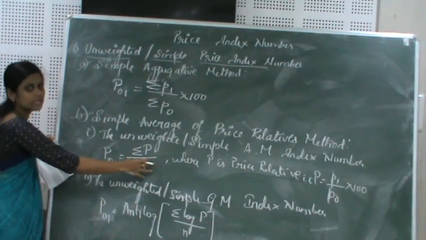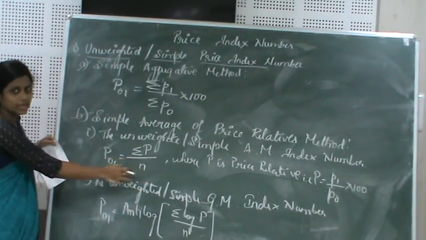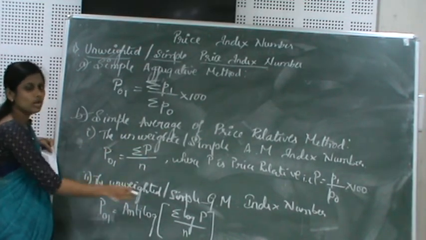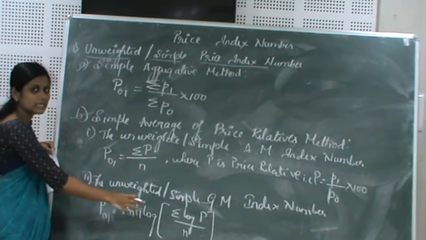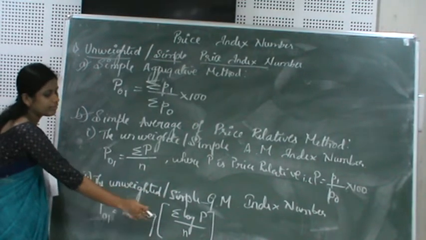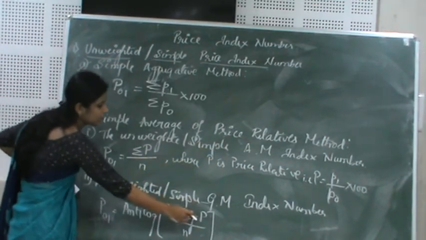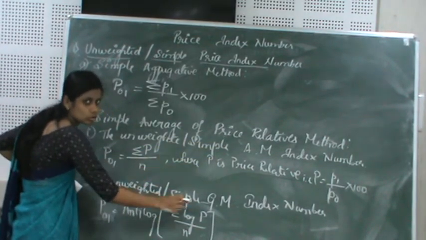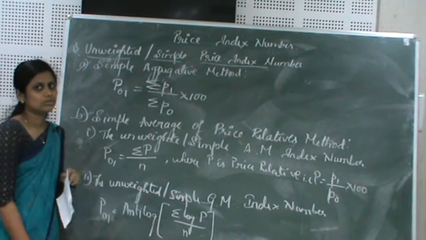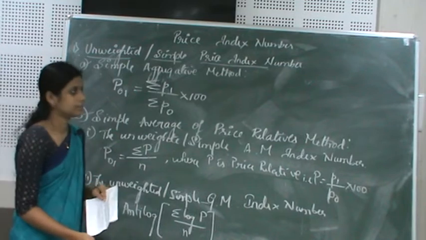What is the formula of simple arithmetic mean index number? P01 is equal to summation P divided by N, where P is price relative. So P is equal to P1 divided by P0 into 100. Whereas simple geometric mean index number formula is P01 is equal to antilog of summation log P divided by N. First you calculate P, which is P1 divided by P0 into 100. Then you find log, then total it, then divide by N and find the antilog of that value. You will get the price index number under simple geometric mean method.